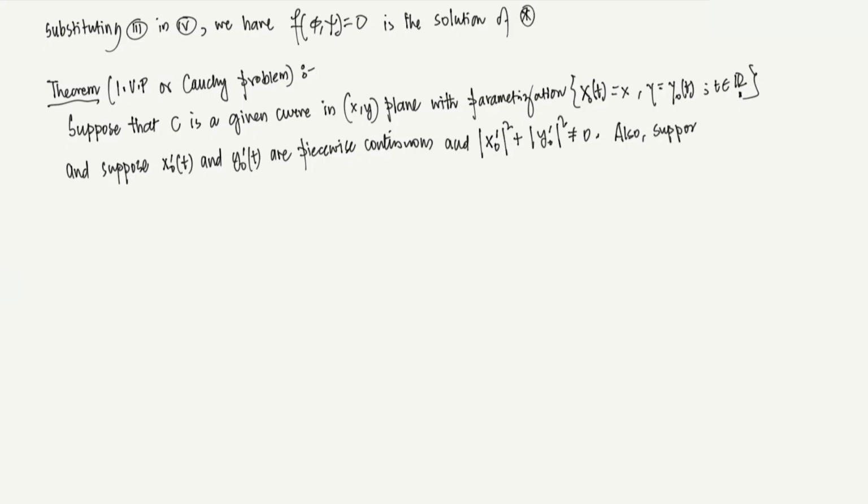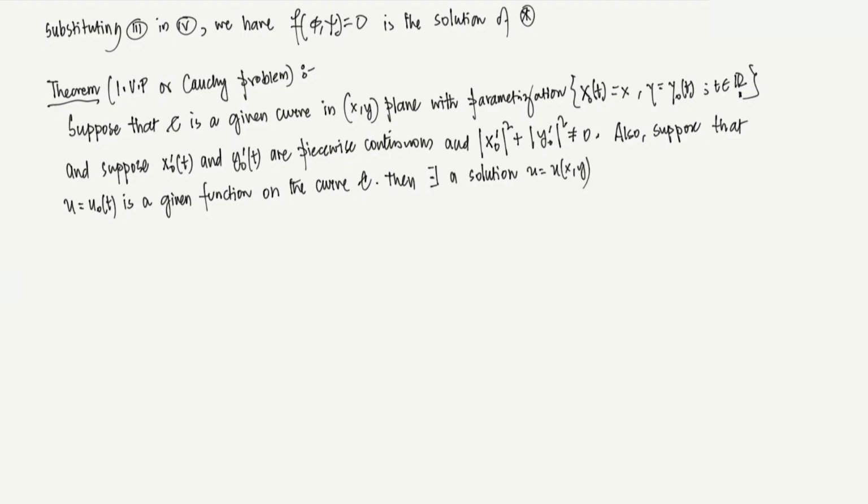Also, suppose, I will explain to you what this theorem is. Let me write it down. Suppose that u, which is u naught of t, is a given function on the curve C. Then there exists a solution. And how is the solution? U, which is u of x, y, of the equation.